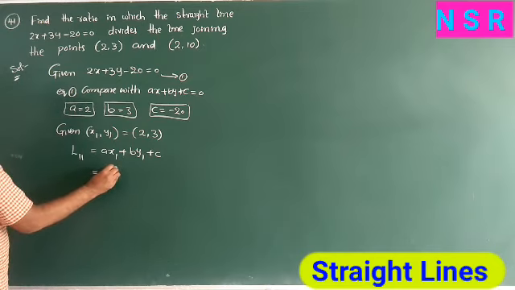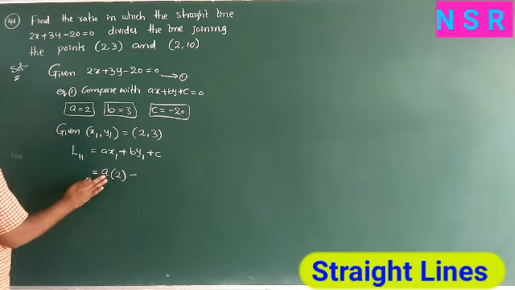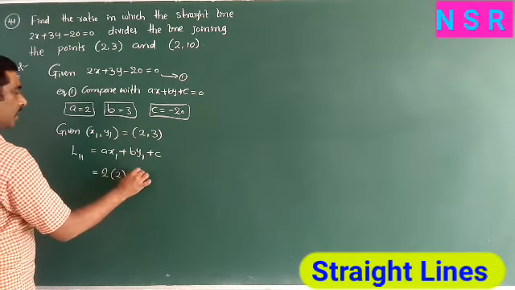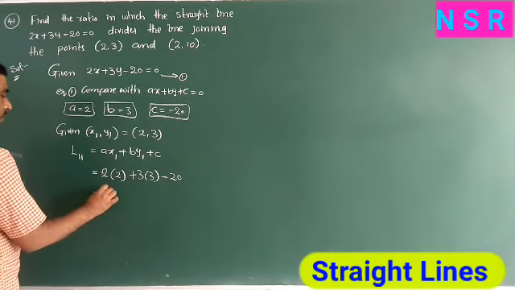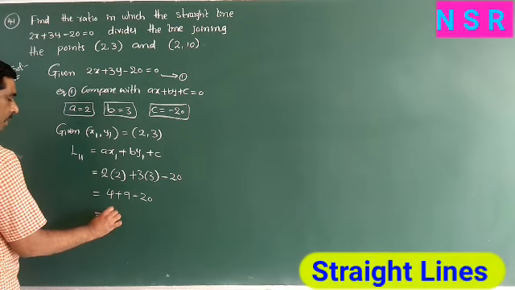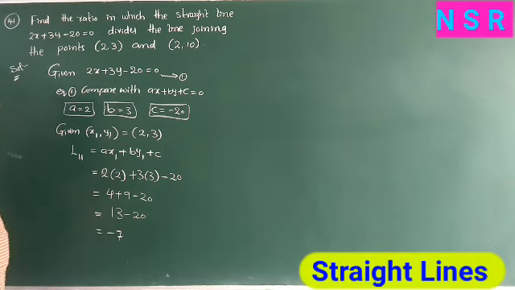So a into x1: 2 into 2, plus b value 3 into y1 value 3, plus c value minus 20. So 2 twos are 4, 3 threes are 9, minus 20. 9 plus 4 is 13, minus 20 equal to minus 7. So we get the L11 value.